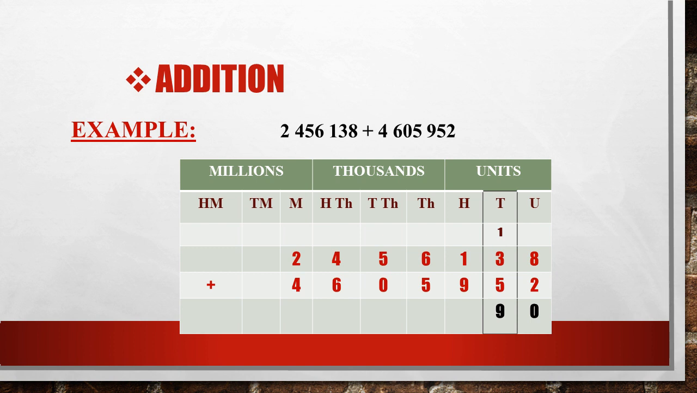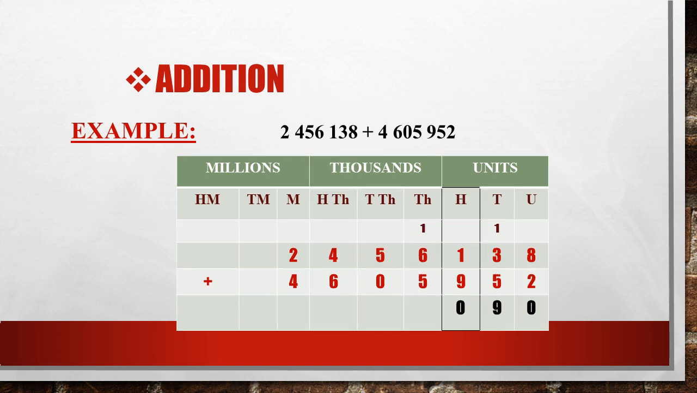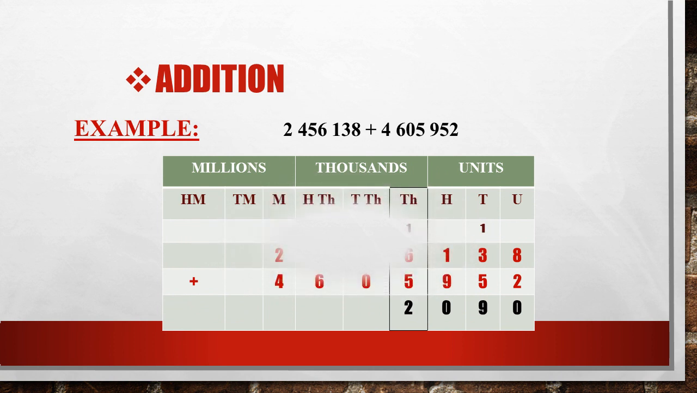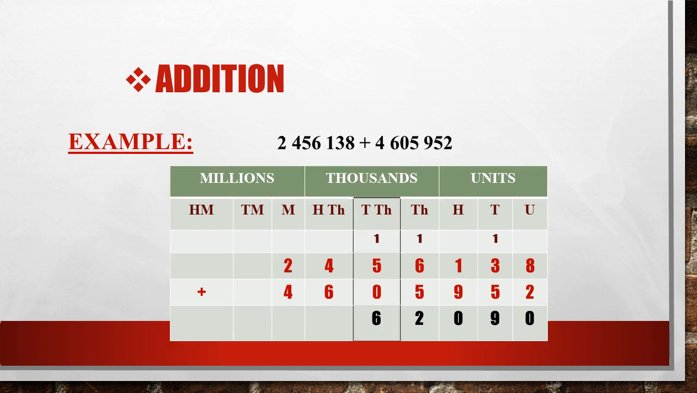The digits in the 100 column are 1 and 9, which gives us 10, so we write 0 at 100 place and take 1 as carry over to 1000. Now we will add the digits in the 1000 column. After adding we will get 12. We will write 2 at 1000 place and take 1 carry over to 10,000. After adding the digits in the 10,000 column, we will get 6.